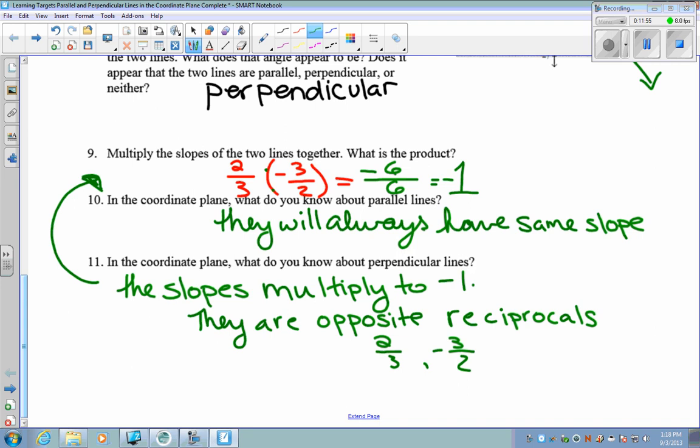So parallel lines always have the same slope. Perpendicular lines have opposite reciprocal slopes. Or if you multiply the two numbers together, they multiply to a -1. All right, anything you have a question on, please jot it down and bring it to class to your teacher. Let's move on to the next page.